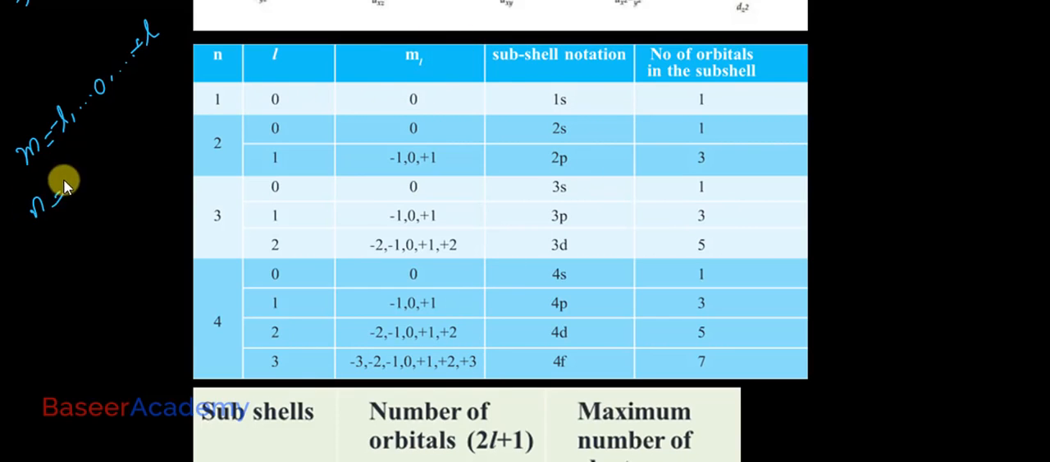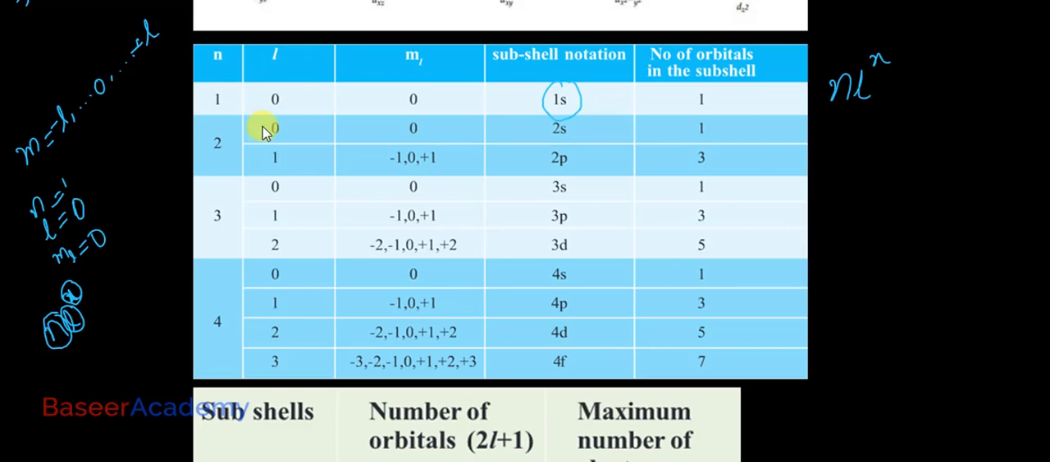Now, N is equal to 1 here. Let us only read the very first row, which is white in color. N is equal to 1 here. L is 0. So what is the subshell notation? The subshell notation will be 1s. Why? Because we denote the subshell by this NL. This N is our principal quantum number. This L is our angular momentum quantum number, which is used to denote the subshell.